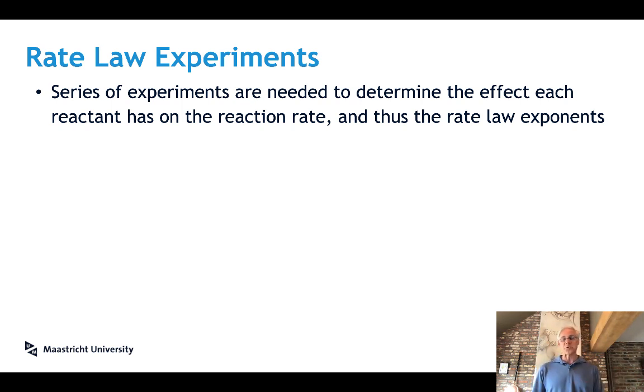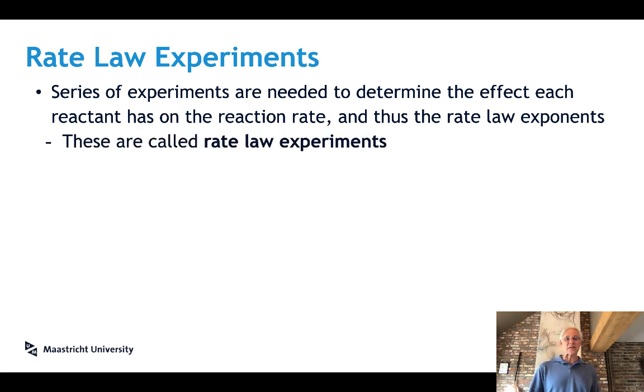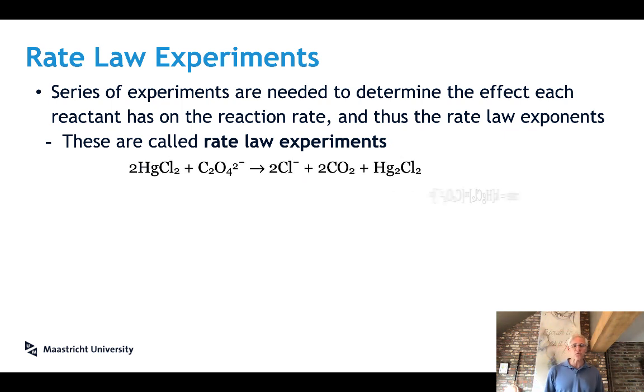So if you have 2 reactants, you have to do at least 3 experiments. If you have 3 reactants, you have to do at least 4 experiments. If you have just 1 reactant, then you have to do at least 2 experiments. And the way I like to think about it is you've got to do one to set a baseline, and then you have to do at least one to change each one of the reactants to see what effect it has on the rate. So those are our rate law experiments.